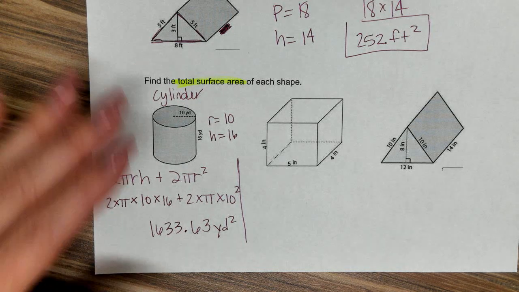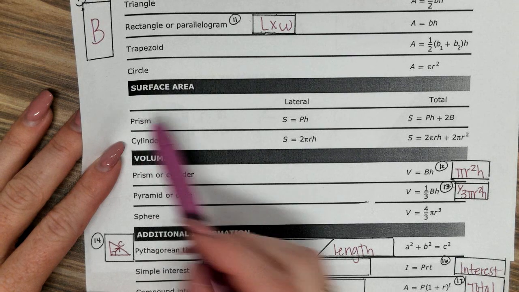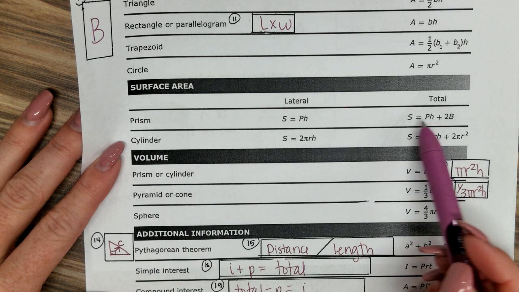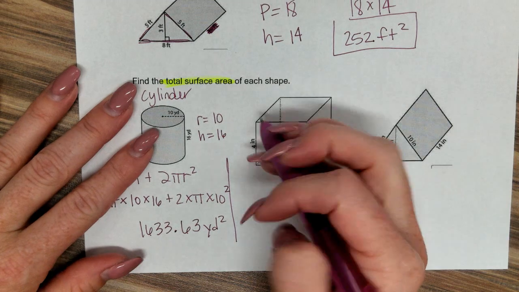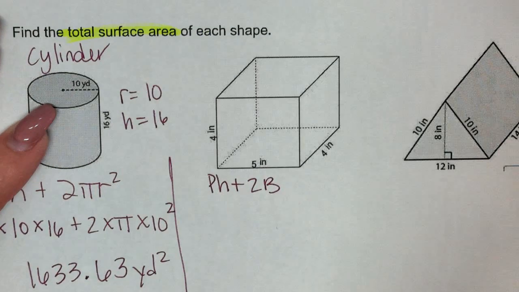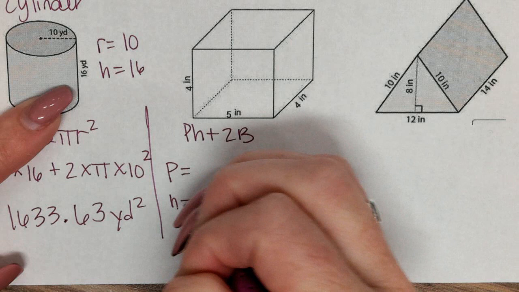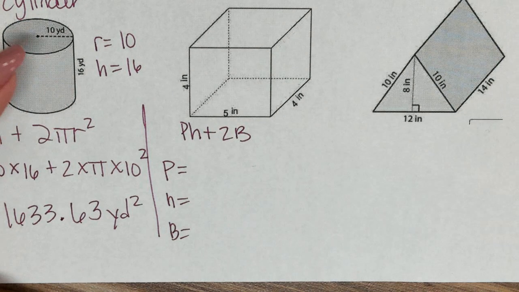Okay, so where do I go? Star chart. Surface area of a prism. I need total. So I'm going to write this formula, PH plus 2B. To use this formula, what 3 pieces do I need? A P, an H, and a B. What's the first thing I told you to find?